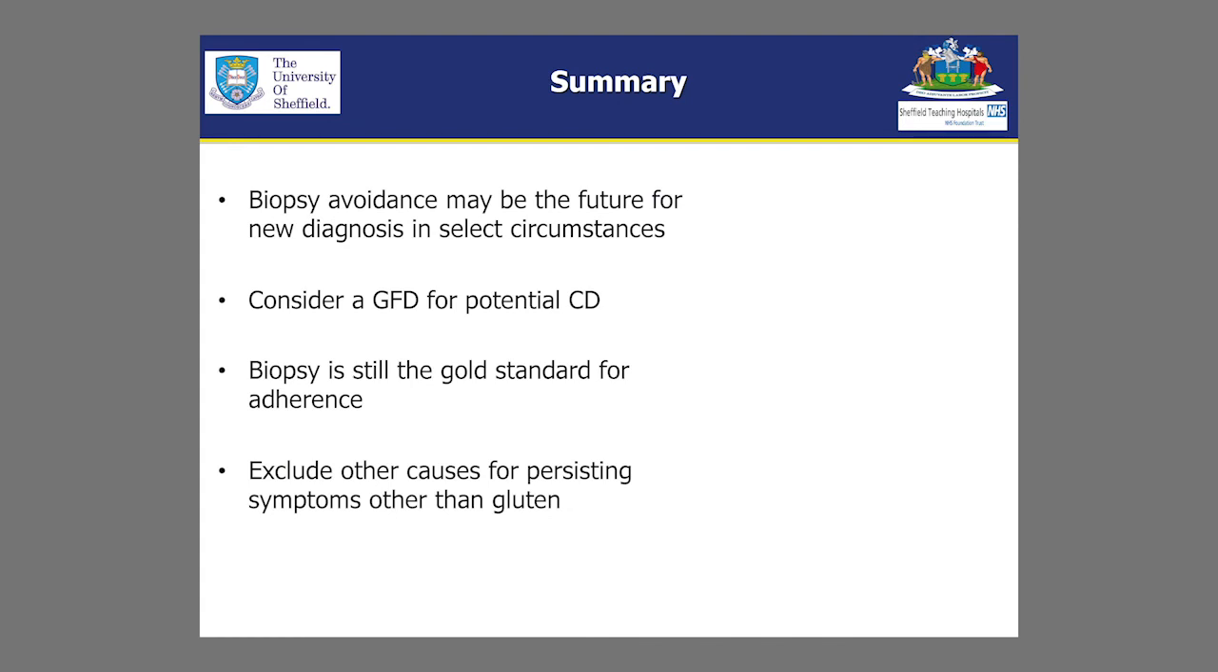So, to summarise, I think that biopsy avoidance may be the future for adults with celiac disease, and I say select circumstances. I suspect it would be similar to the pediatric group with high TTG titers. I think for those individuals with potential celiac disease, so those who have positive serology without confirmatory histological changes, we should give these patients the option of a gluten-free diet. And in terms of adherence, I think biopsy is the gold standard as it is, and I don't think we can use serology as a marker. And I think if someone has persisting symptoms, we could always think outside the diagnosis of celiac disease as well.